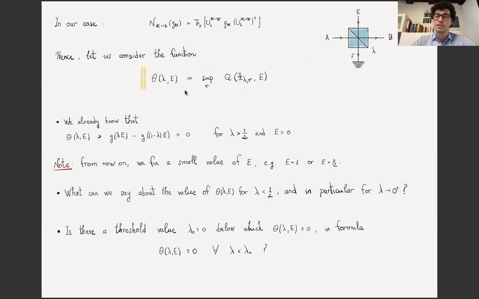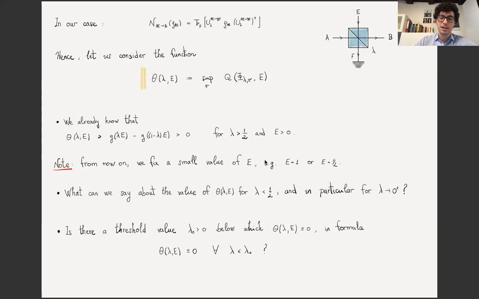This function is an interesting object, and we are interested in studying this function theta and seeing what its behavior with respect to lambda is. Usually we fix an energy E, say E equal to 1, and we want to study the behavior with respect to lambda. We already know that this theta is positive for all lambda larger than 1/2 and all positive E, because we can just take the pure loss channel. We just have Eve input the vacuum state, and there you get a positive quantum capacity. That's not very interesting; we're just reviewing what we already know.